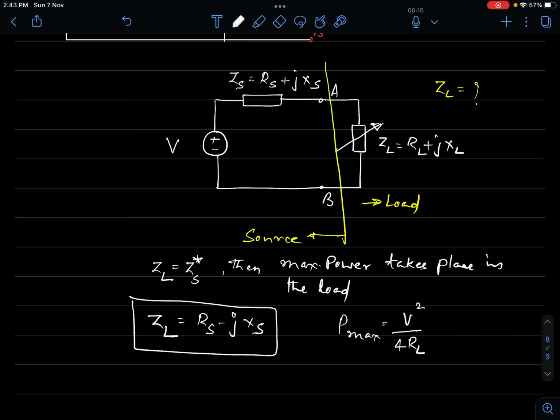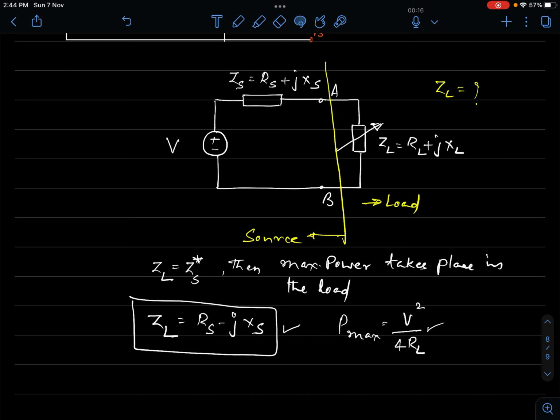These things can be deduced. It's not something that has to be remembered. You need not accept it blindly; one can always deduce these results. So the load impedance should be equal to the complex conjugate of the source, and the maximum power that gets dissipated in the load under these conditions is V square divided by 4RL. This information is sufficient for us to understand this problem. Now we will go ahead with the problem.